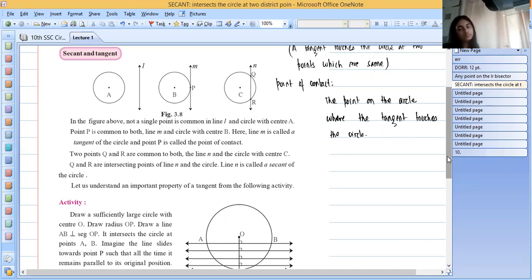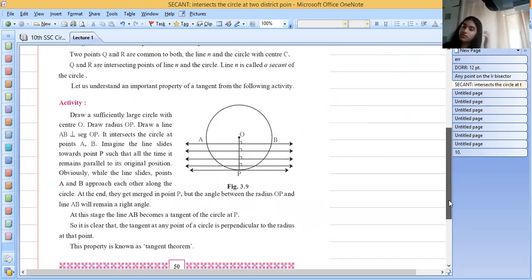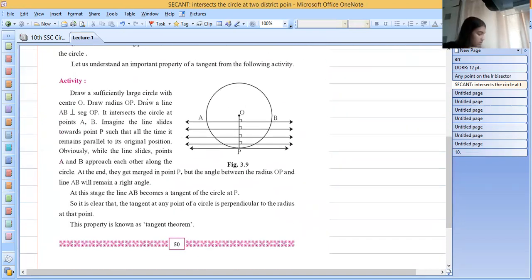Now, draw a sufficiently large circle with center O. Draw radius OP. Draw line AB perpendicular to segment OP. It intersects the circle at points A and B, and the line slides towards point P such that all the time it remains parallel to the original position. Obviously, while the line slides, points A and B approach each other along the circle. At the end, they get merged in point P. But the angle between the radius OP and AB will remain a right angle.